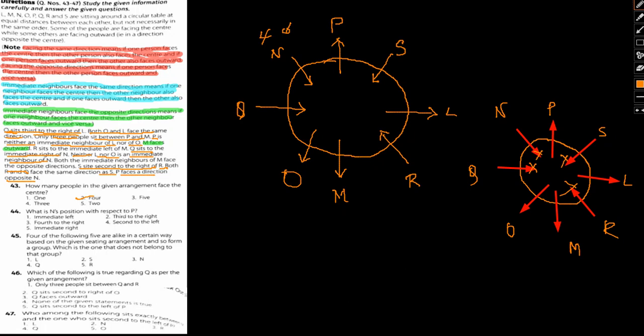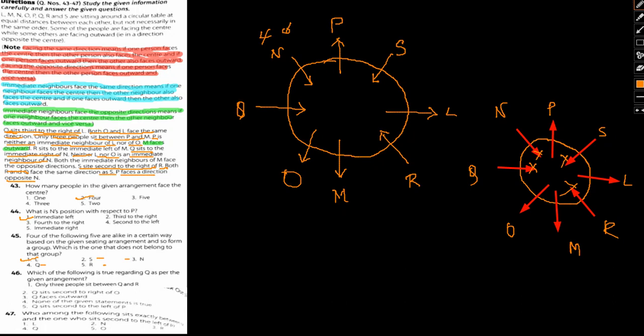What is N's position with respect to P? N is immediate left of P. Four of the following are alike in a certain way based on the given seating arrangement and so form a group. Which one does not? L, S, N, Q, R. Here S, N, R and Q all face inside, but L actually faces outside. So L is the odd one out.